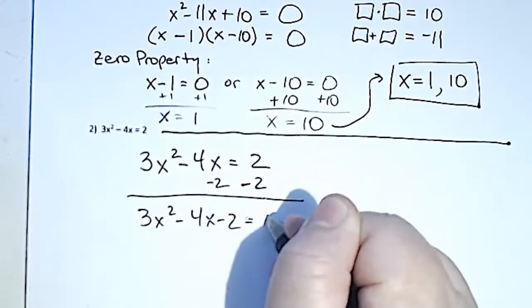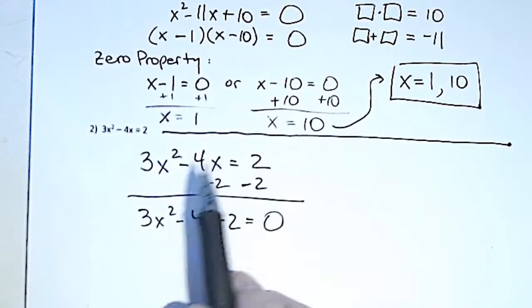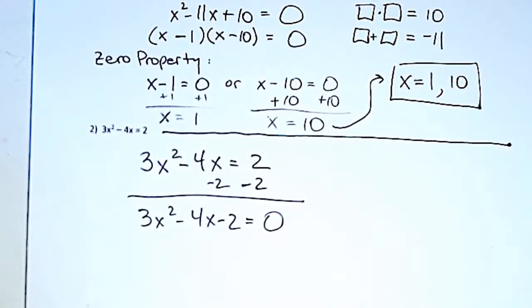You do not have to show me this step, but I know a lot of people should do this step to remember, when you move the 2, the sign actually changes. You're not just moving it, you're subtracting it from both sides. So we've got this situation set up, 3x squared minus 4x minus 2 equals 0. And so then we could sit down and go ahead and try to factor it.